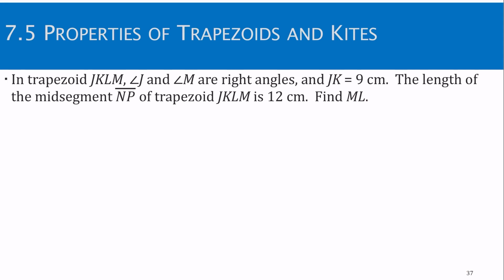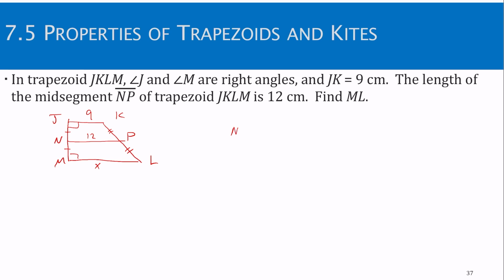Trapezoid JKLM, J and M are right angles. Okay, so I need two right angles. So we have J and M. See how this works. This could be JKLM. It says JK is 9. The length of the mid-segment NP is 12. And if that's the mid-segment, then it's at the midpoint. Find ML.